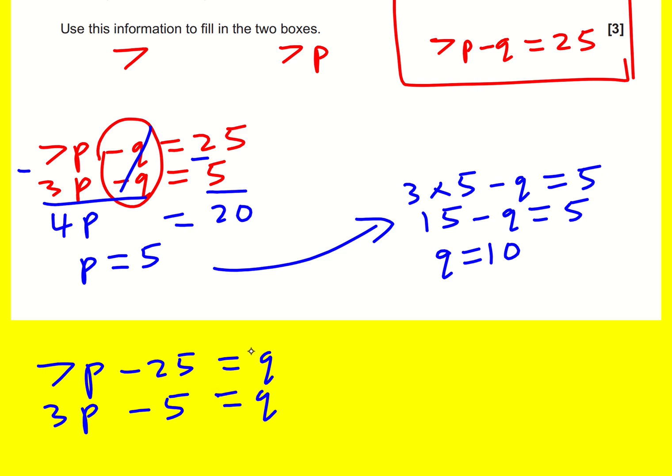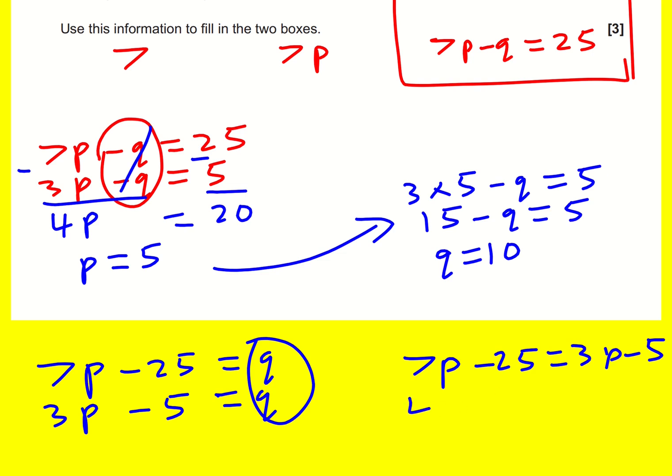And because I'm solving them simultaneously, I'm interested in when they're equal to one another, essentially. When this equals this, it must be that 7p minus 25 equals 3p minus 5. And I could then solve that. I've created an equation with p on both sides, but it's going to give me 4p equals 20 again. And I could solve it from there. I just wanted to mention that as an alternative for the simultaneous equations.